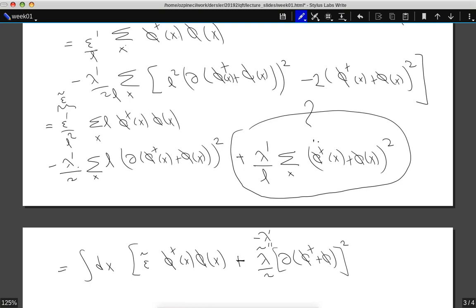The problem over there is when I take the limit L goes to 0. So you see here there will be a sum over x L divided by L squared. So lambda prime, I want this term lambda prime. So lambda prime does not go to 0. So as L goes to 0, this term diverges. So that's a term that I don't want to have.